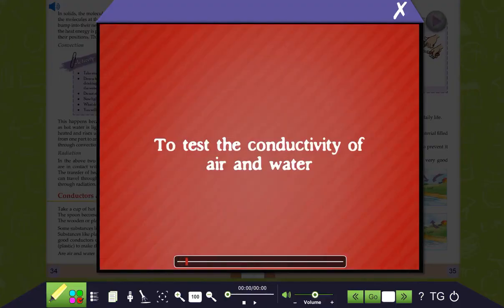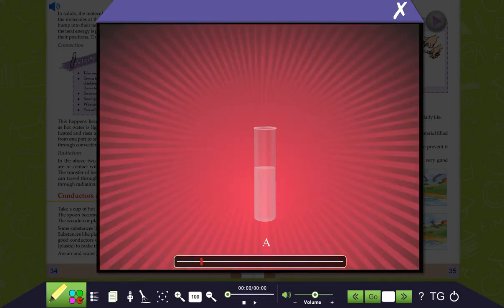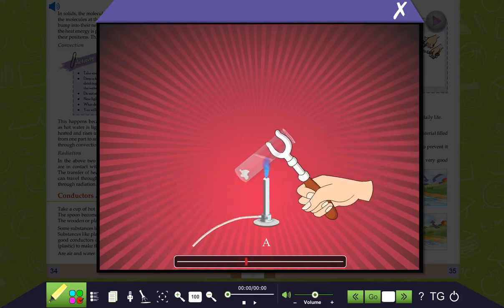Activity 4. To test the conductivity of air and water. A. Half fill a test tube with water. Drop a piece of wax wrapped in a wire mesh in it. This wax piece will sink to the bottom of the test tube. By holding the test tube in a tilted position, heat the upper part of the test tube as shown in figure A. Wax will not melt even when the water at the upper part of the tube starts boiling.